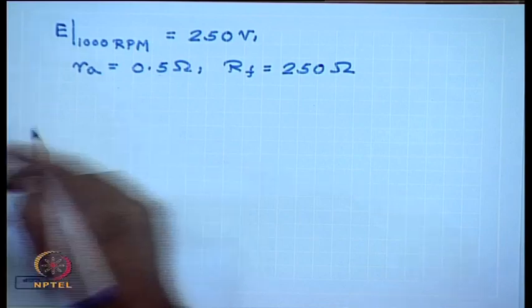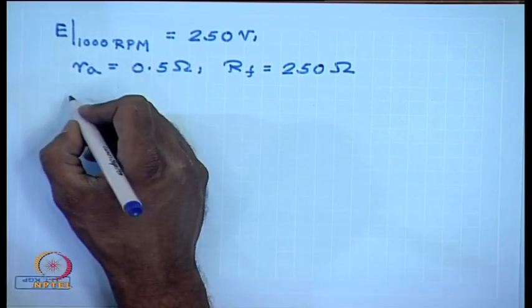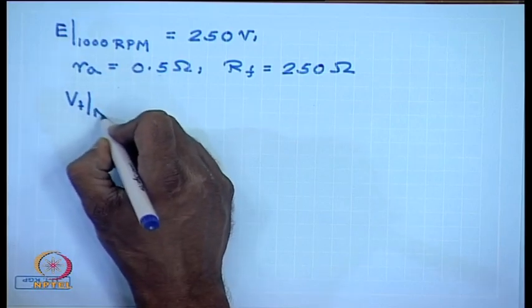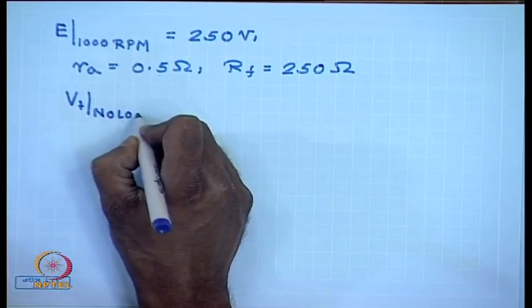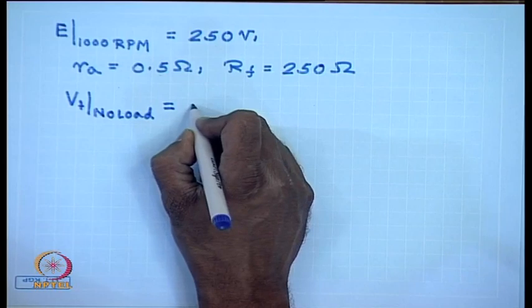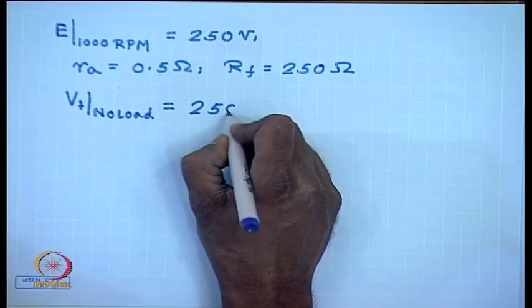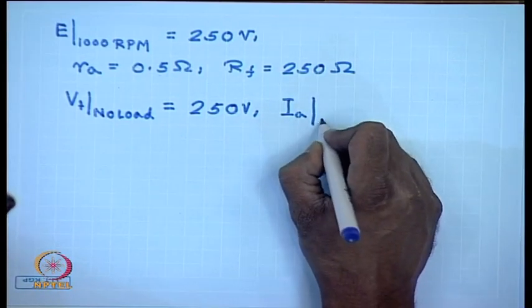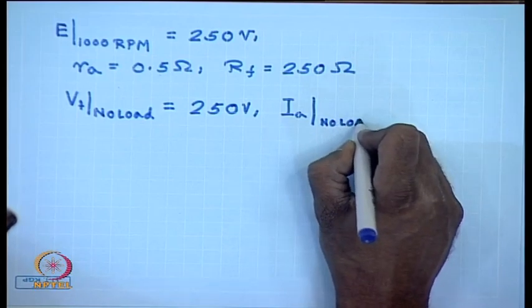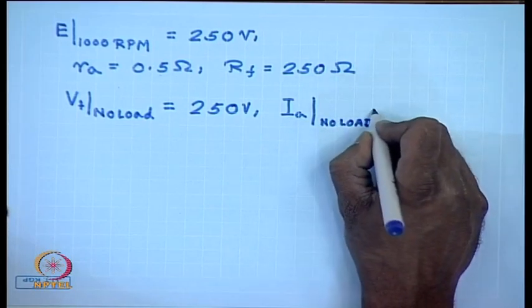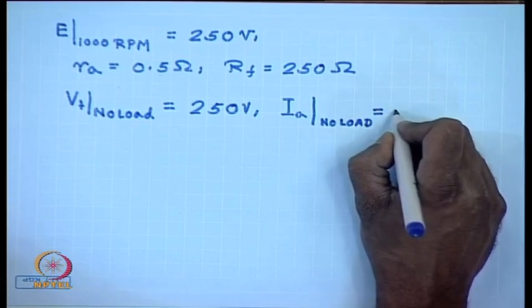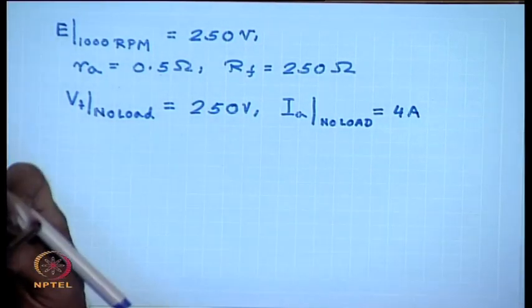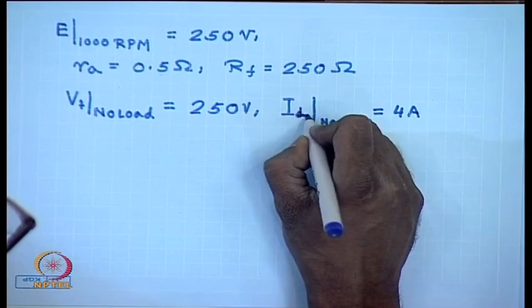Now, at no load, when operated as a motor and supplied from a source of the same 250 volt, the armature current drawn is equal to 4 amperes. The current drawn from the supply is 4 amperes.